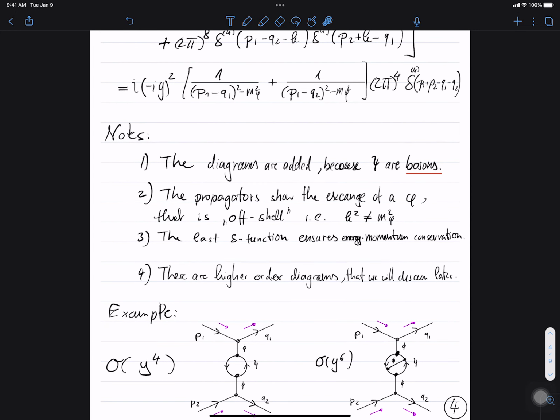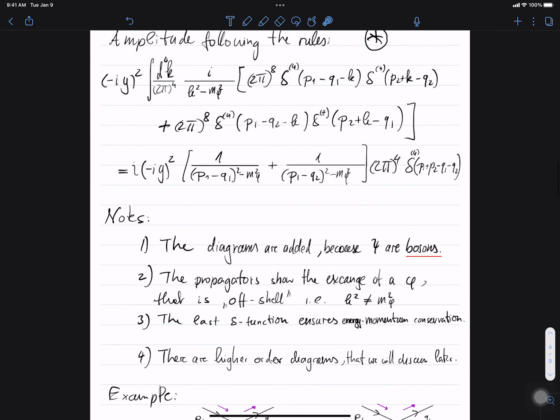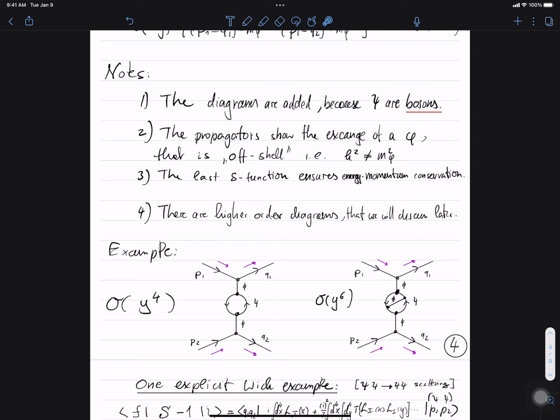Well, just a couple of notes are in order. The diagrams are added because we have exchanged the final states, we swapped the two particles here, and they are bosons, so we add the diagrams. If they were fermions, which we'll have later in the course, we would have a minus sign between the diagrams.